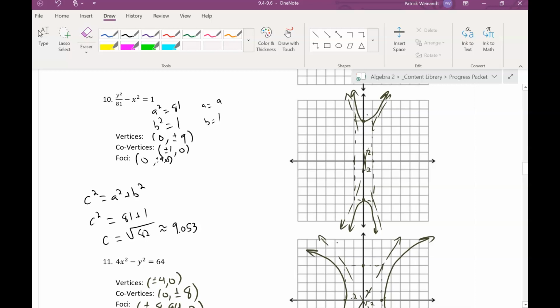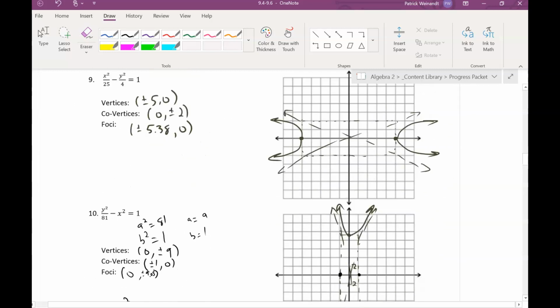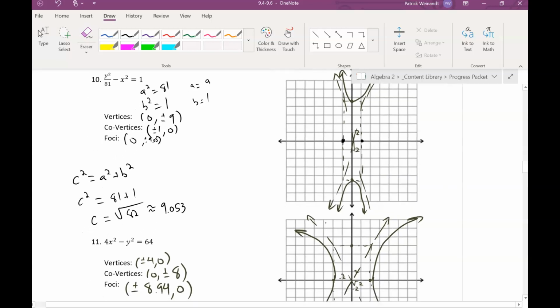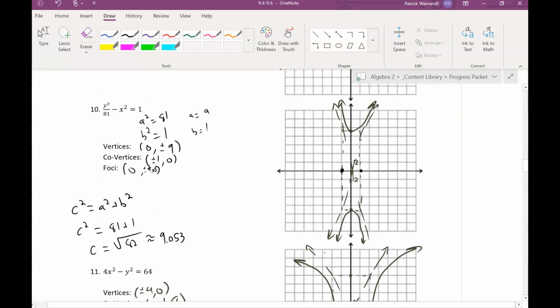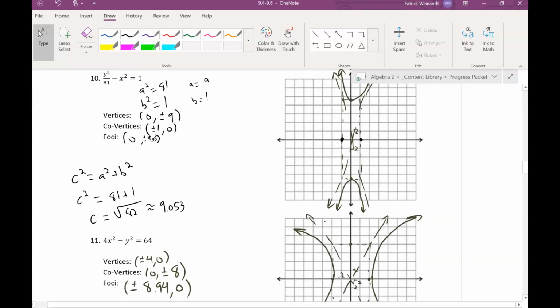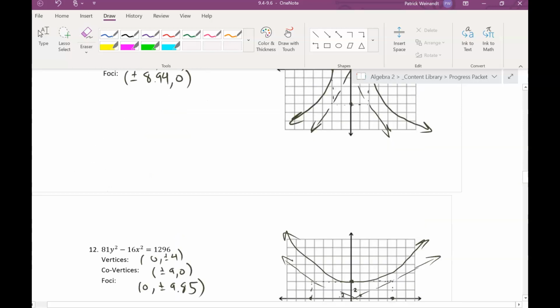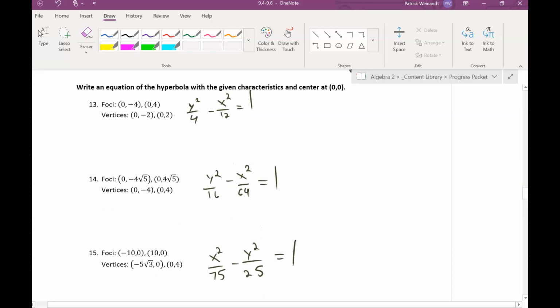So plot your vertices, plot your covertices, that's these rectangles, or this square here that I'm making. Make your square, and then kind of make your asymptotes. Does it ask for the asymptotes? Kind of surprised it doesn't. No, it doesn't. And then just kind of roughly draw your hyperbola here, I guess your two parabolas to make the hyperbola. Okay, number 14.